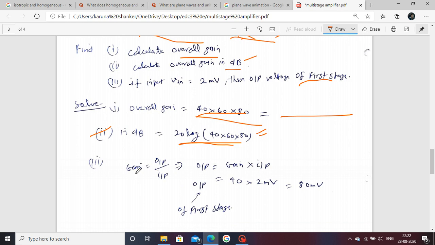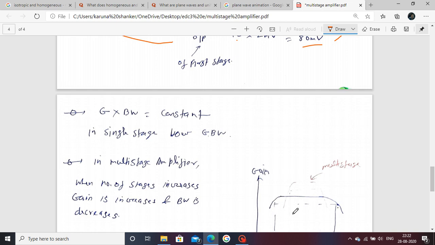For the third part, you see that gain is output over input. Here it asks for the output, which is equal to gain multiplied by input. The input is given, so the output of the first stage is the gain 40 multiplied by 2 millivolts, which gives 80 millivolts. This is good.